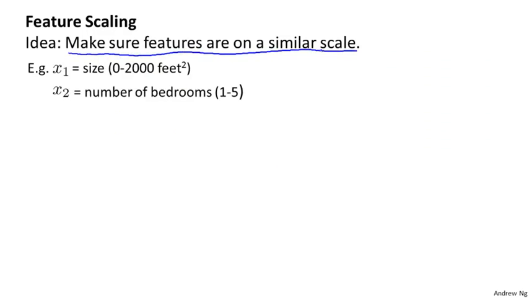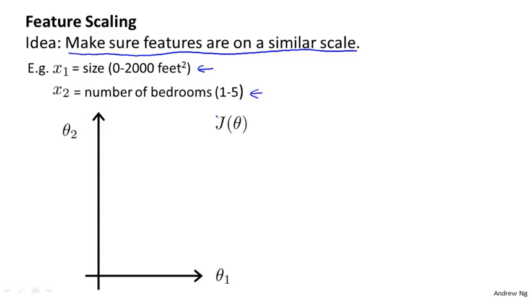Concretely, let's say you have a problem with two features where x1 is the size of a house and takes on values between, say, 0 to 2000, and x2 is the number of bedrooms, and maybe that takes on values between 1 and 5. If you plot the contours of the cost function J of theta, where J of theta is a function of parameters theta 0, theta 1, and theta 2, I'm going to ignore theta 0, so let's pretend it's a function of only theta 1 and theta 2.